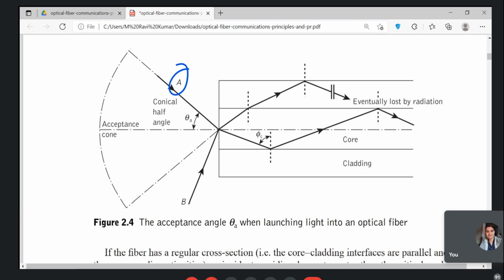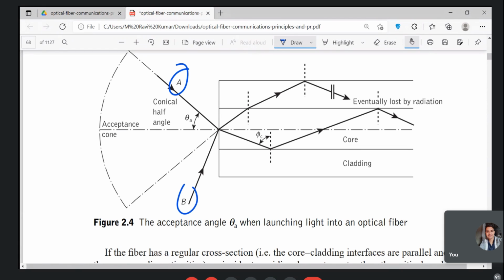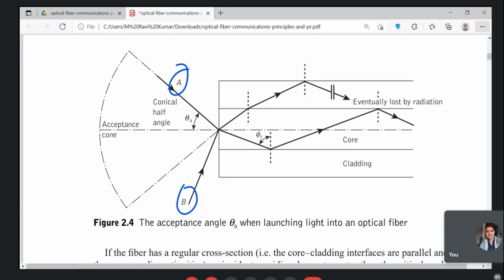Yes. In this, you can see two rays, A and B. Now, ray A is within this conical half angle theta A. So it goes into the core, and once inside the core, at the core cladding interface or boundary, you have total internal reflection, and this propagates along the fiber.